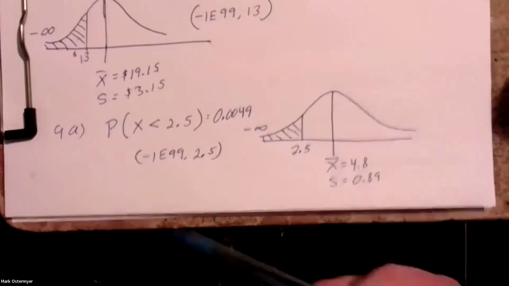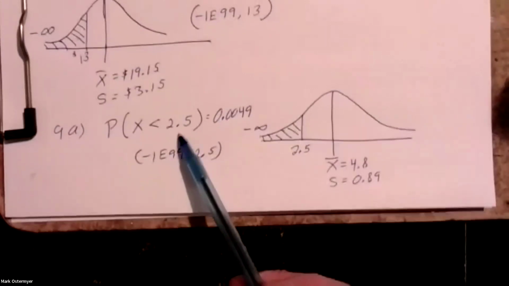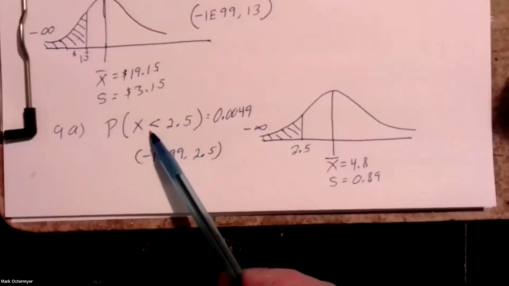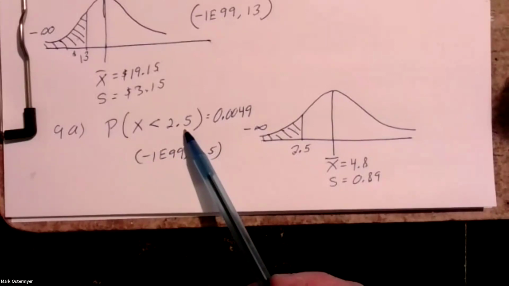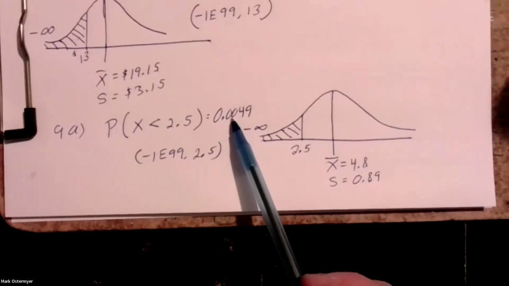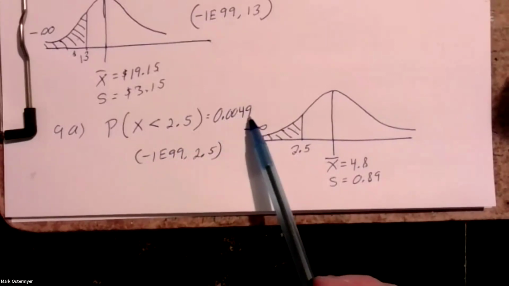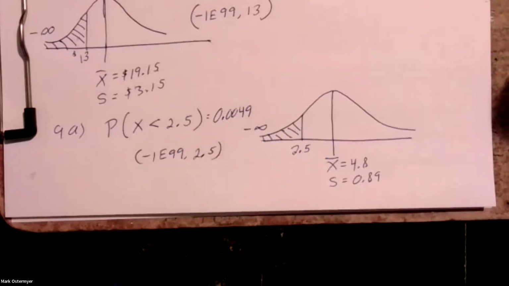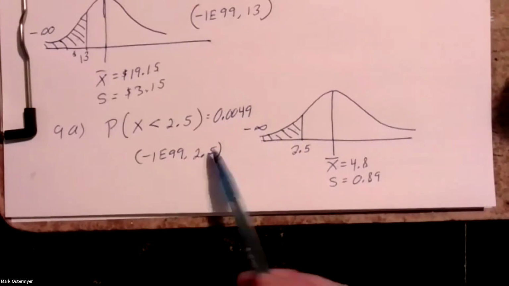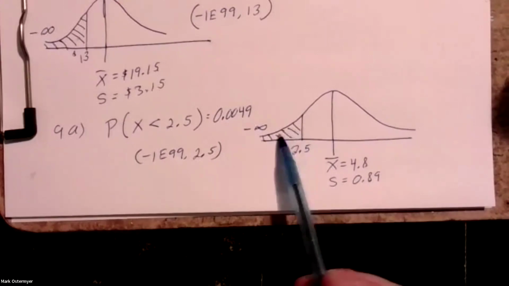Therefore, the probability that someone randomly selected keeps their old TV less than 2.5 years would be about a 0.49% chance. That's the answer to question A. This probability is equal to this area right here.